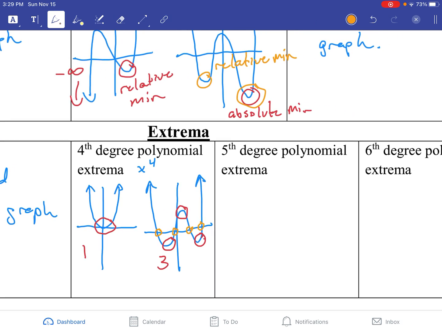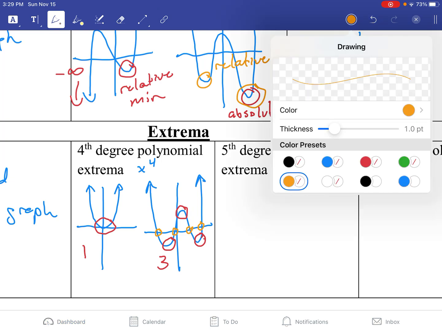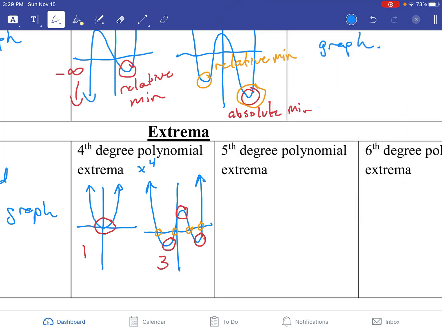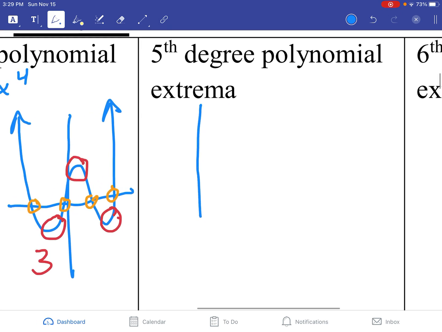I might have to get a little bit smaller in my graphs so I don't run out of space. So I'm going to make this bigger so it's easier. Fifth degree.